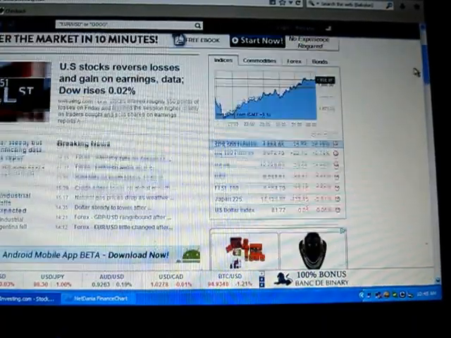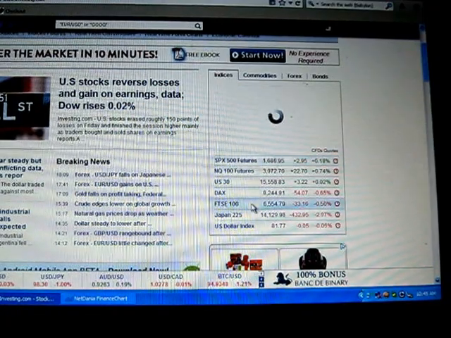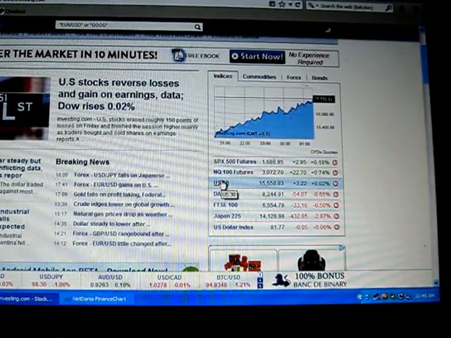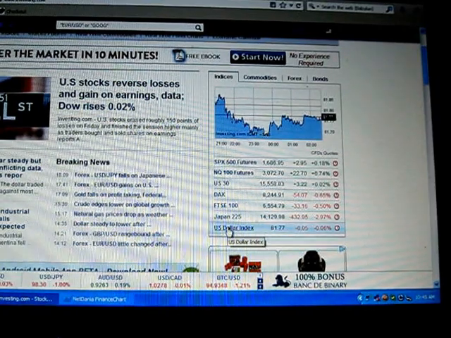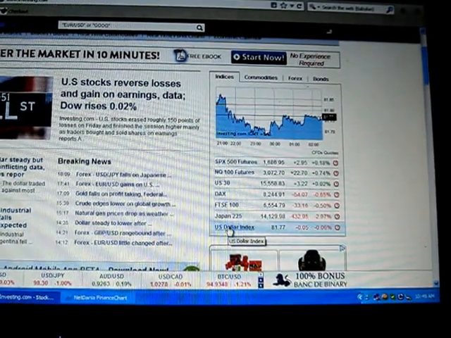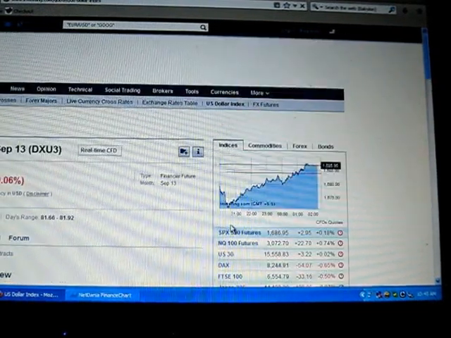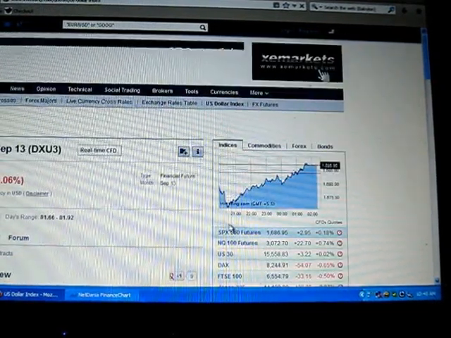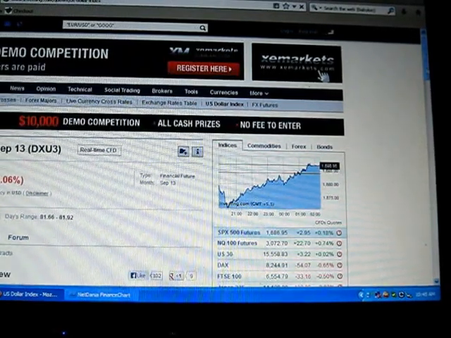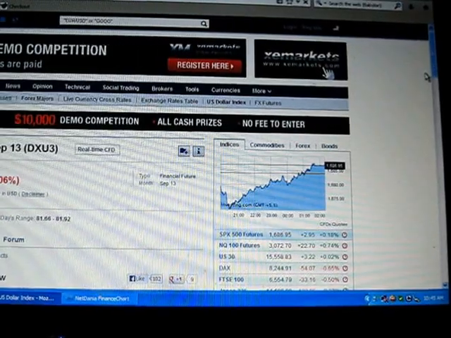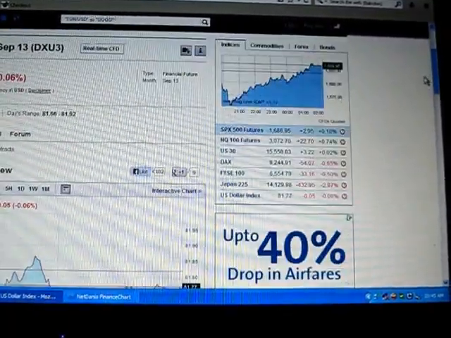From there, on the right hand side, you can see the chart displaying all of the major indexes. Of that, you see the last one as the US dollar index. You just need to click on that. It will lead you to the page of the US dollar index. So the page would look something like this.